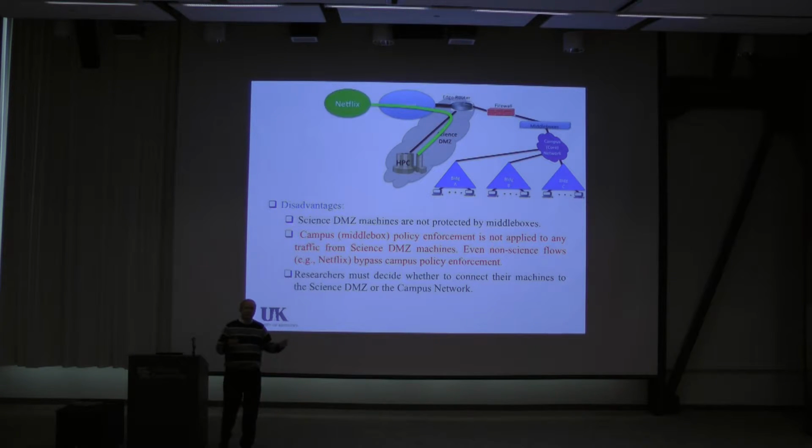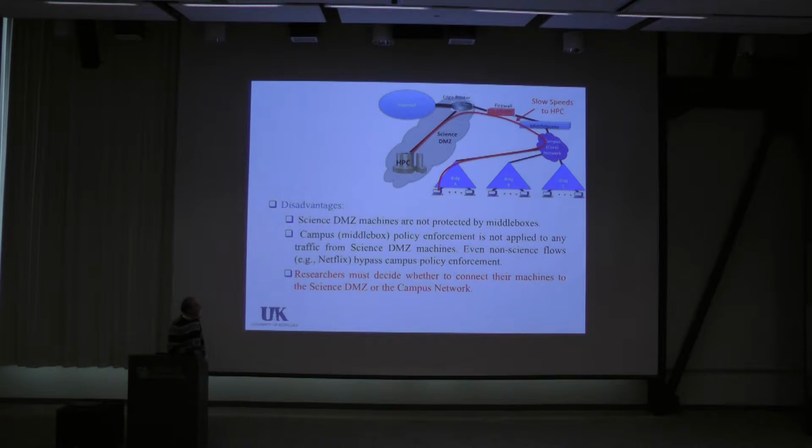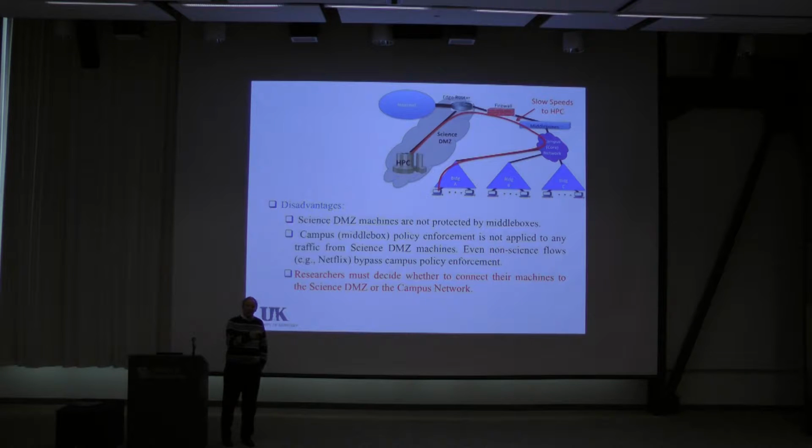So, for example, if I move a box outside there and someone starts watching Netflix or whatever, they can do that at very high definition because they're outside that. So the entire machine has moved out, not individual flows, for example. And the third thing you have here is that you have to decide, as a researcher, do I want my machine to be connected to the science DMZ or do I want to be connected to the campus network?